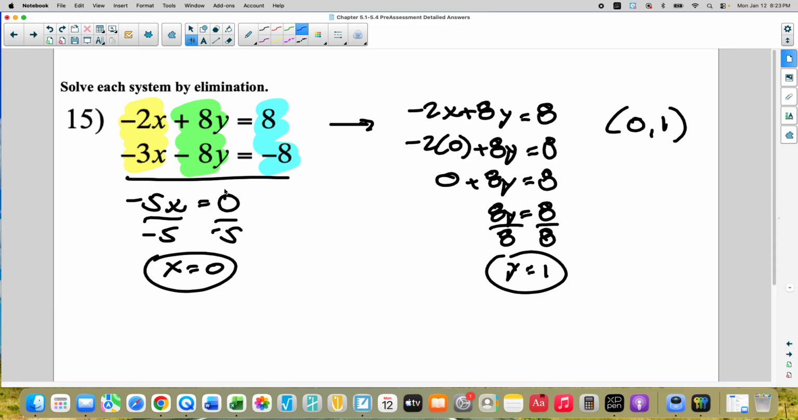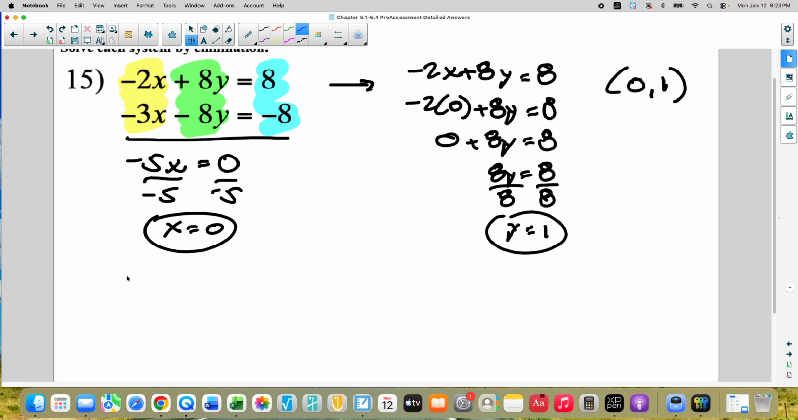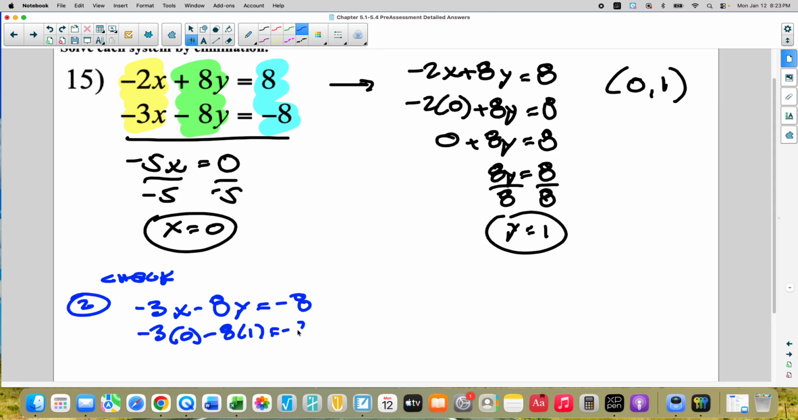Let's check using the other equation. We're checking with equation number 2, which is negative 3x minus 8y equals negative 8. Negative 3, x is 0, y is positive 1. 0 minus 8, does that equal negative 8? Negative 8 equals negative 8. That checks out. This is my solution.